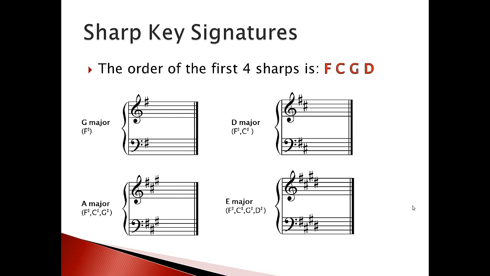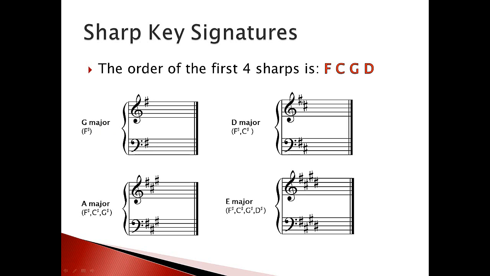The order of the first four sharps is F, C, G, D. G major has one sharp. So the G major scale has one sharp. G, A, B, C, D, E, F sharp, G. Here's the key signature of G major written on the grand staff. It has just one F sharp.